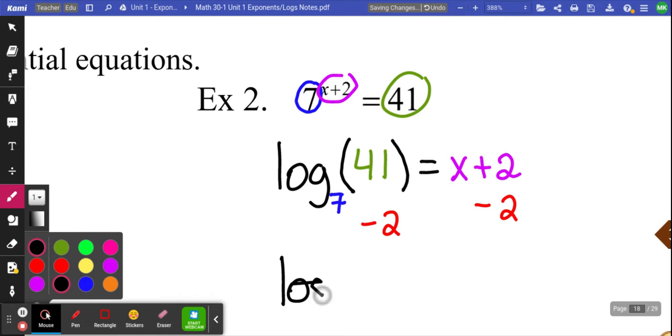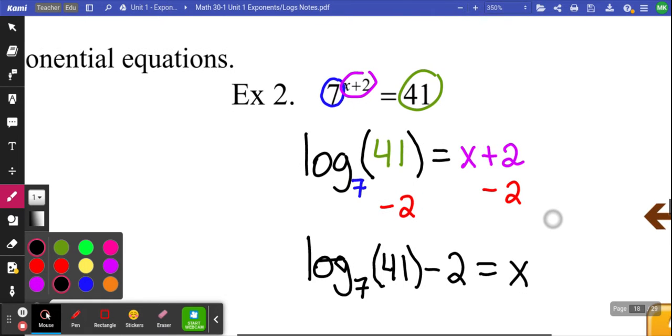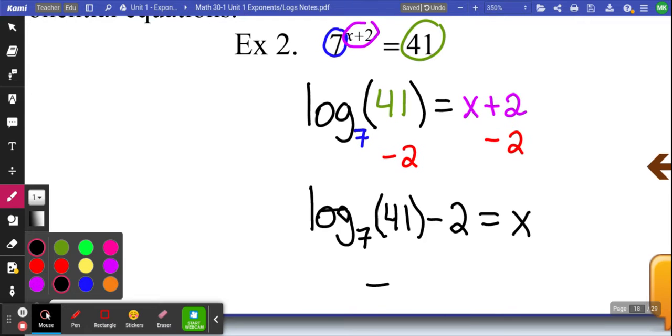To give me log base 7 of 41 minus 2 equals x. That would be your exact value answer. If you calculated it, you would get negative 0.09.